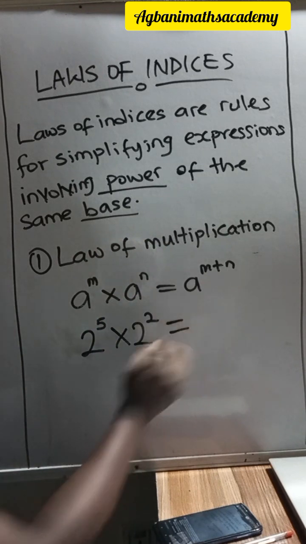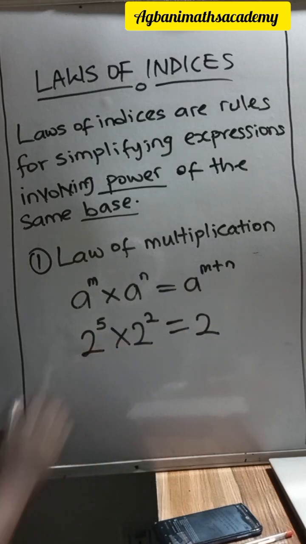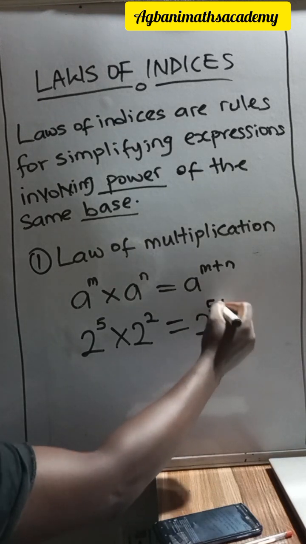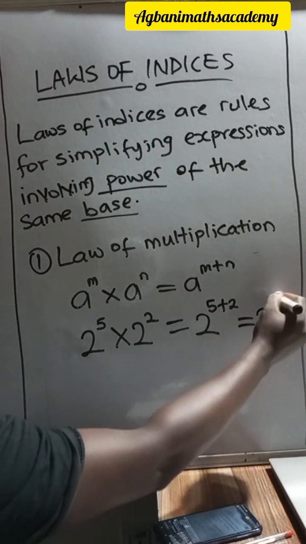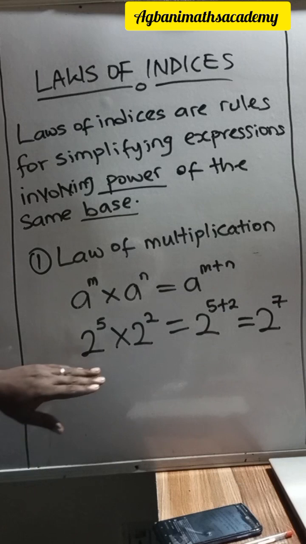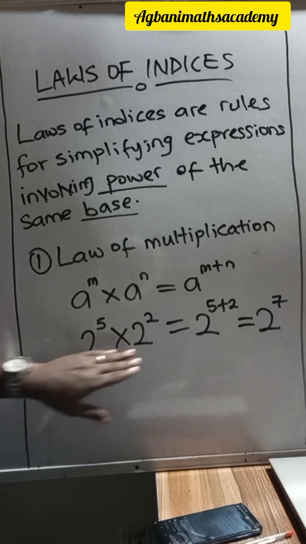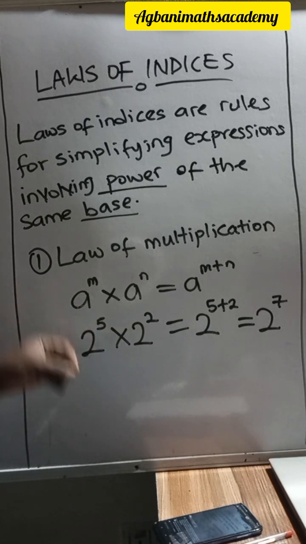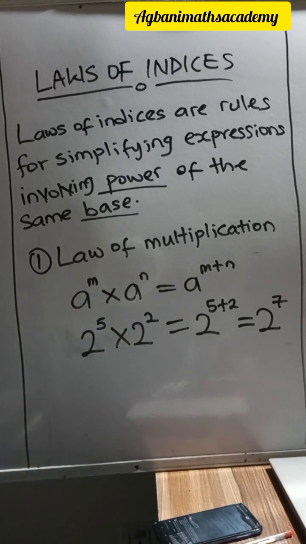Okay. So here we are going to pick one of the 2 bases which are the same, so we'll pick 2. And then the law of multiplication says we should add the powers. So this is going to be 5 plus 2. Okay, so 5 plus 2 is going to give us 2 to the power of 7. Okay, so when you have a situation like this, where you are expected to multiply 2 exponential expressions having the same base, all you need to do is add the powers. Okay, so when we start solving examples, you are going to see how we can apply in real life situation.